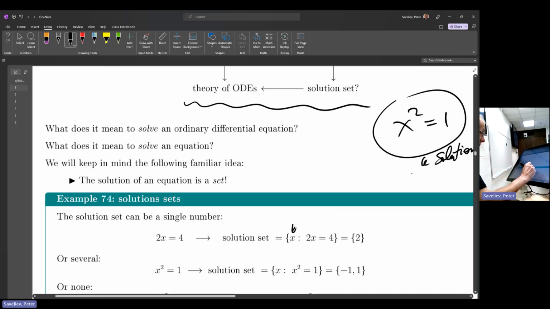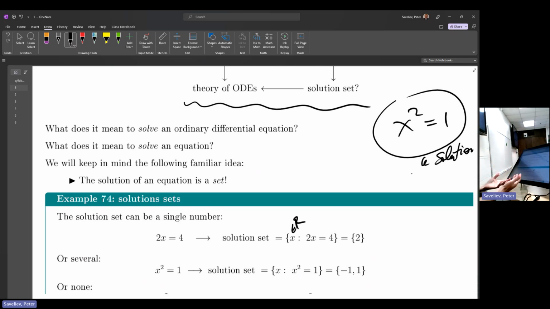Okay, so a real number, and then it satisfies the restriction 2x is equal to 4. Simplify, and the answer is 2. So it consists of one single number.